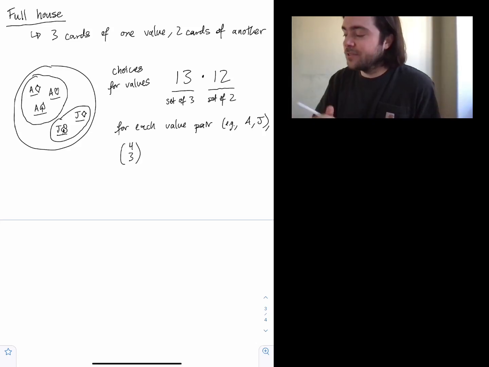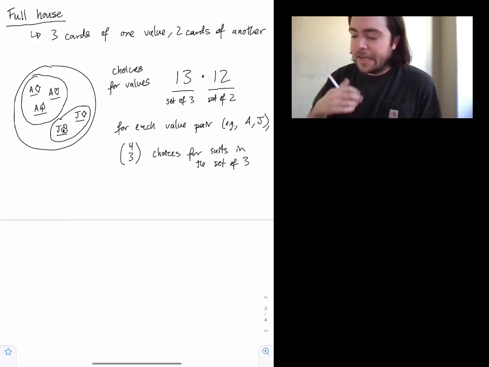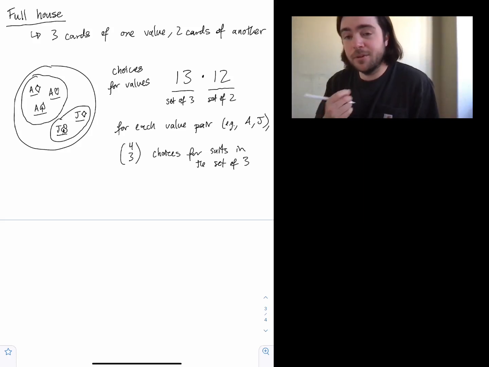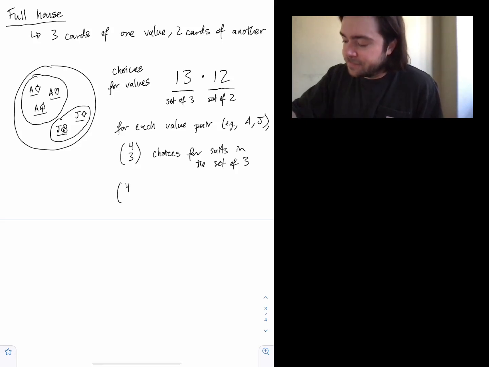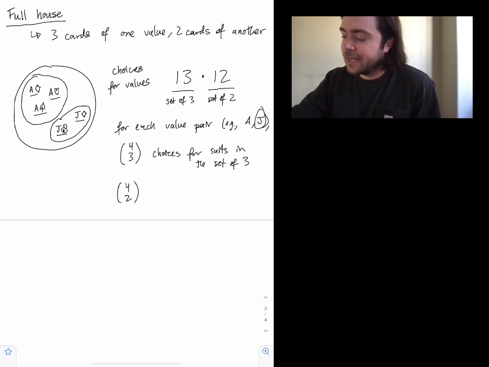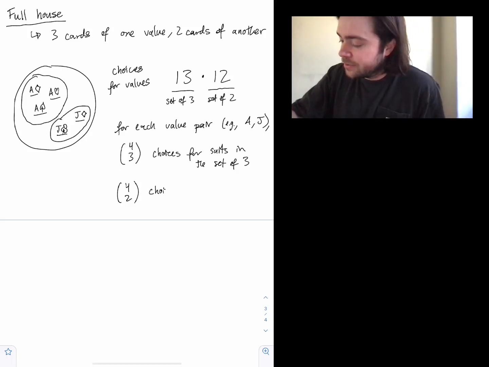3 out of 4 suits, that's 4 choose 3. So that's how many choices we have for suits in the set of 3. And how about choices of suits in the set of 2? Well, there's still 4 suits, but now I have to choose a subset of 2 of them. So that's 4 choose 2. As soon as I specify the card's value, say jack, and the subset of 2 suits there are, I have specified this part of my hand. So that's 4 choose 2 choices for suits in the set of 2.